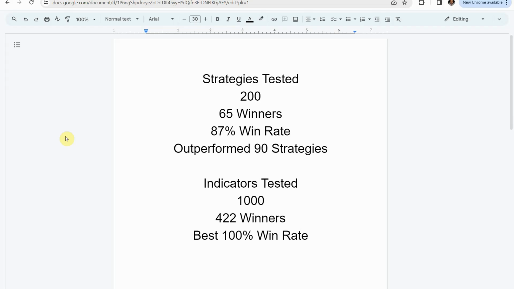Alright, as I said, today we'll be testing a 5-minute scalping strategy. Before we do though, I wanted to put the testing scoreboard up for everyone to see. To date, we have tested a total of 200 different strategies, with 65 of them being winners. The best one so far was able to achieve an 87% win rate. That was achieved using the Academy of Forex indicator. And so far, since we've been keeping track, it has outperformed 90 of the other strategies and indicators that we have put it up against, every single one so far. We've also tested a total of 1,000 indicators, with 422 of them being winners.